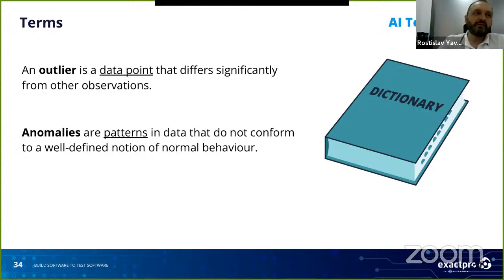But anomaly is a very similar term. Formally, anomalies are patterns in data that do not conform to a well-defined notion of normal behavior. Usually this term is used if your system is very complex, you have thousands of different parameters and no single one is responsible for this deviation. You have a different pattern, a different combination of your parameters, which results in your anomaly. Then this is called an anomaly. But again, you can use both terms interchangeably.